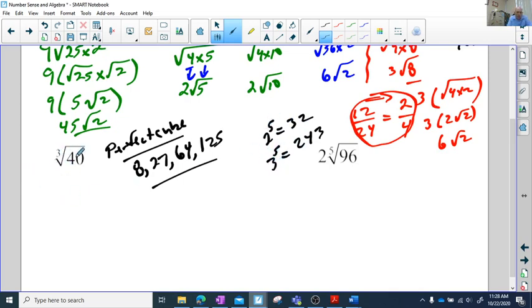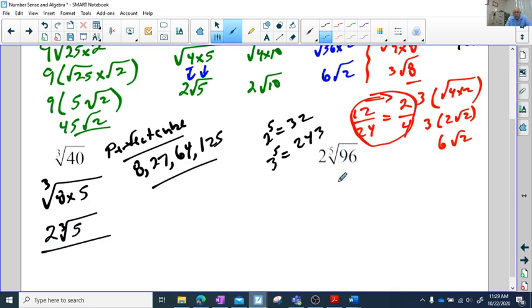So this one, because it's a cube root of 40, I would rewrite that as cube root 8 times 5. Now the reason I picked 8 is so I can do the cube root of it. The cube root of 8 is 2. And then don't forget your index, cube root 5.